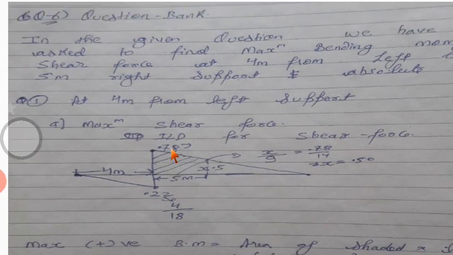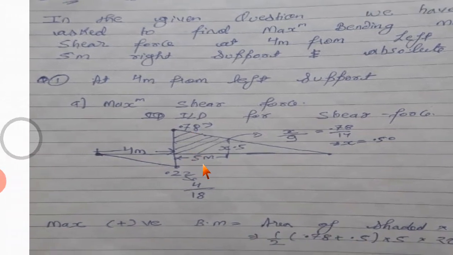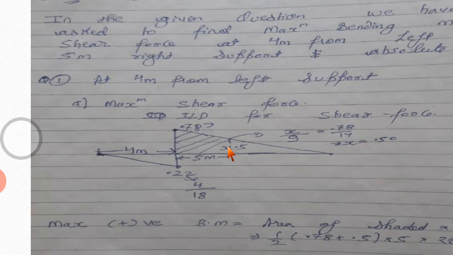The total length of UDL given in the question is 5 meter. So at 5 meter we will calculate this ordinate by the similar triangle rule. Suppose this ordinate is x. So x upon 9, since 14 minus 5 is 9, x upon 9 will be equal to 0.78 upon 14. So here you can calculate x equals 0.5.